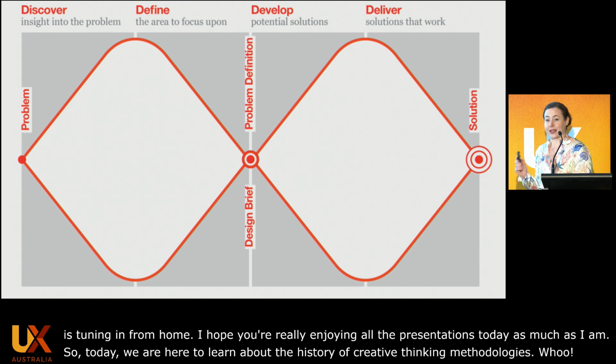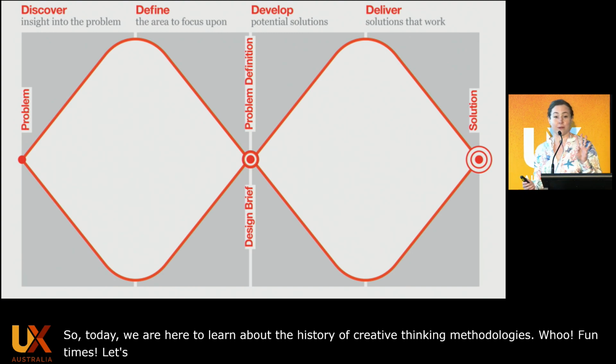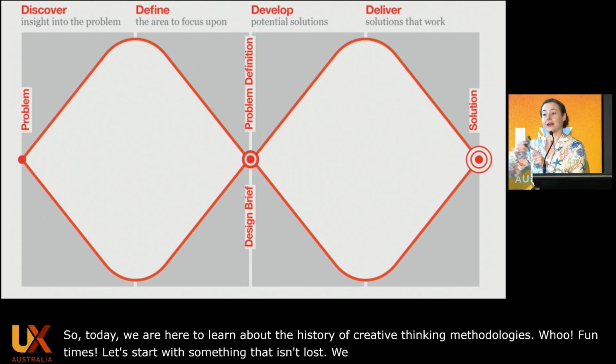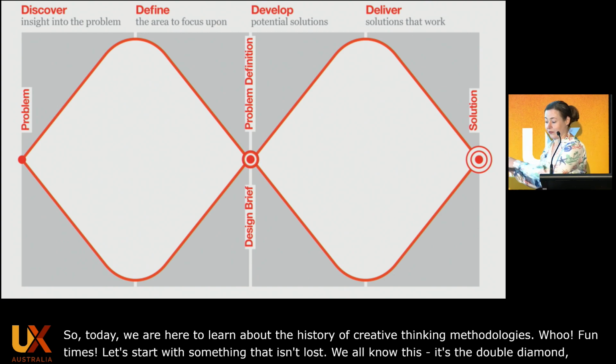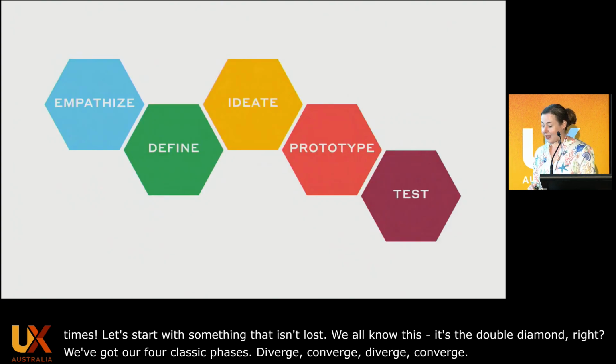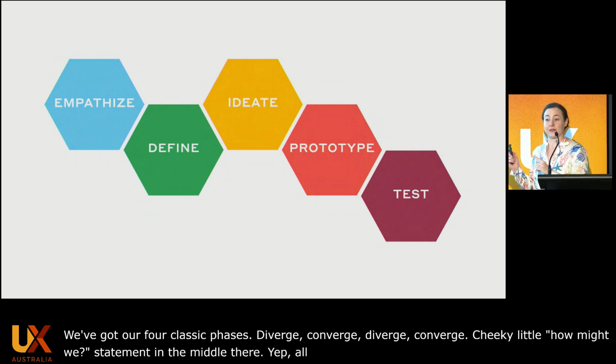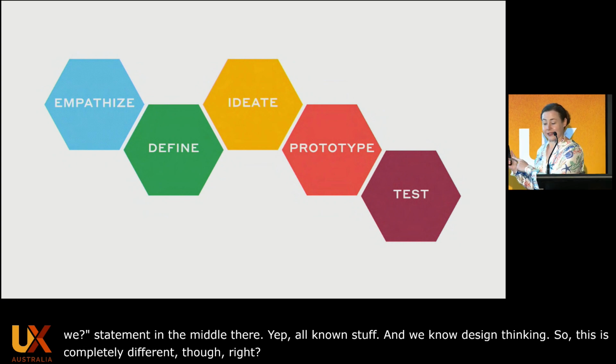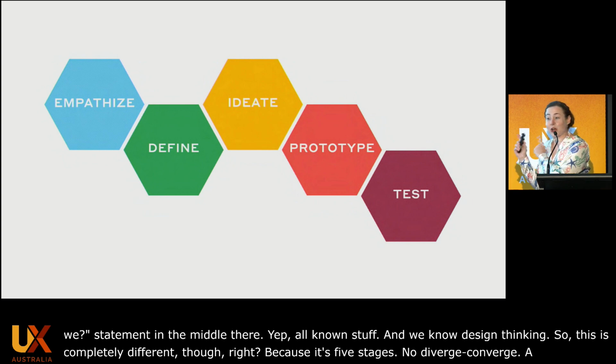We all know this, it's the double diamond, right? So we've got our 4 classic phases, and we've got our diverge, converge, cheeky little how might we statement in the middle there, yep, all known stuff. And we know design thinking. So this is completely different though, right? Because it's 5 stages, no diverge, converge, bunch of hexagons. Why are they hexagons? This drives me absolutely nuts.